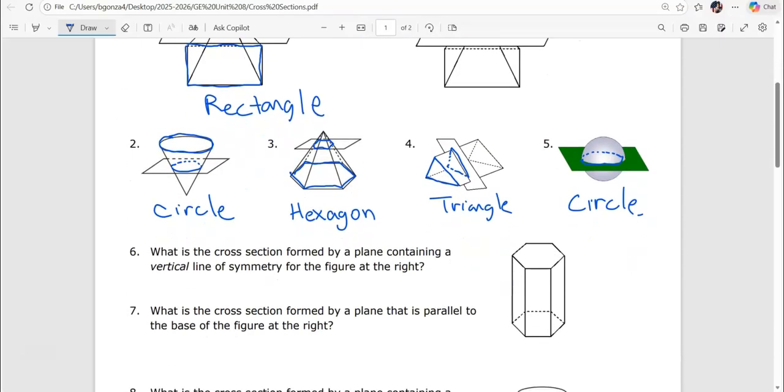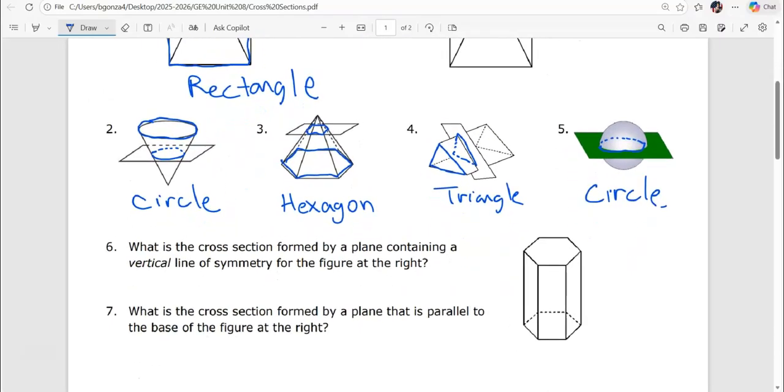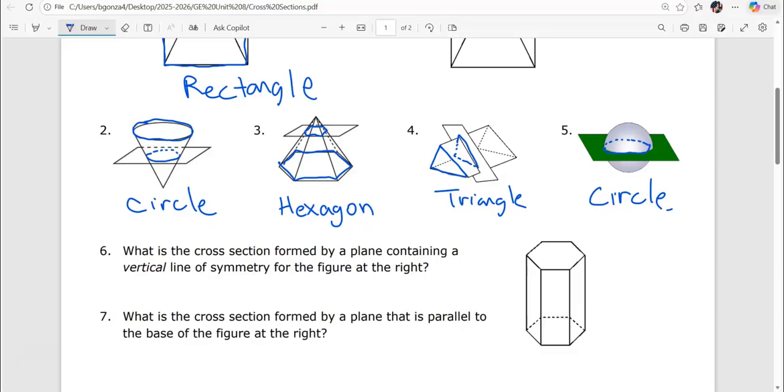Cool. Now, look at number 6. 6 and 7. I didn't plan it this way. But number 6 and 7 have to do with this picture off to the right here. Now, look at number 6. It says, what is the cross section formed by a plane containing a... Underline it. This is different. It's vertical.